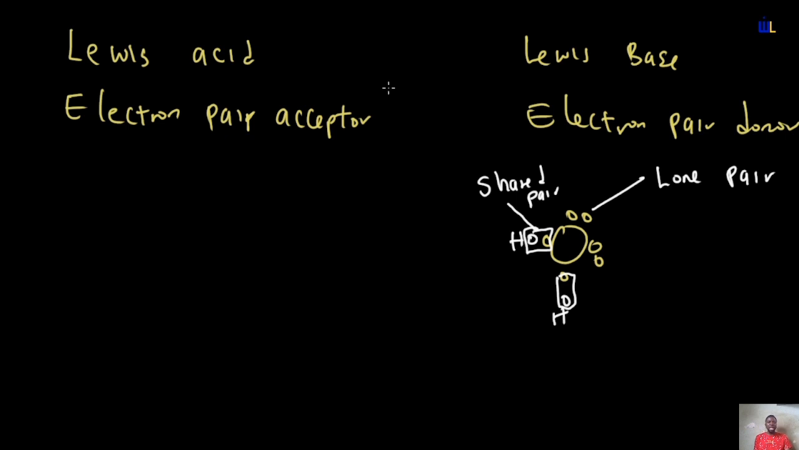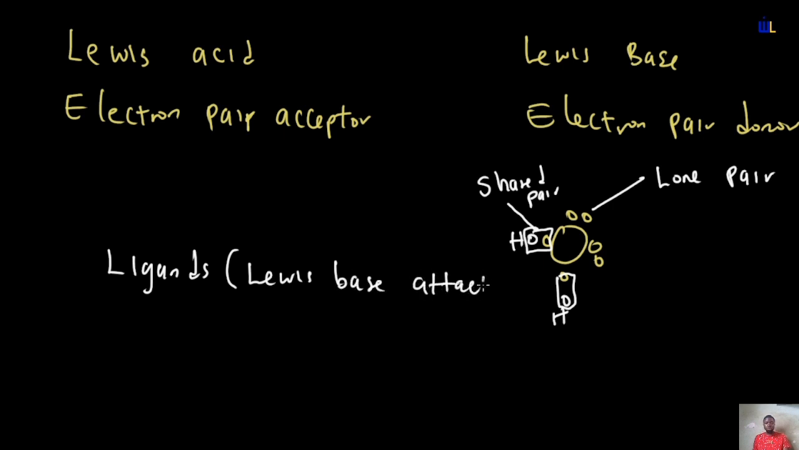Having said that, the other thing I would like to say about the Lewis base is that a Lewis base that is attached to a metallic ion is most times referred to as a ligand. So any substance that donates an electron pair in a complex ion when it is attached to a metallic ion is what we refer to as a ligand. You might hear that often. Ligands are basically Lewis bases attached to metallic ions.